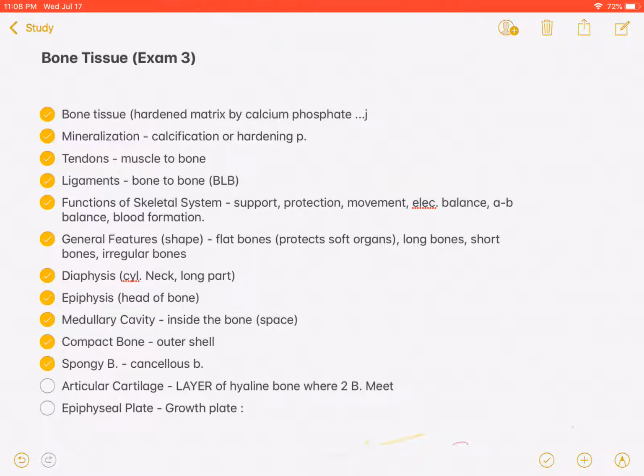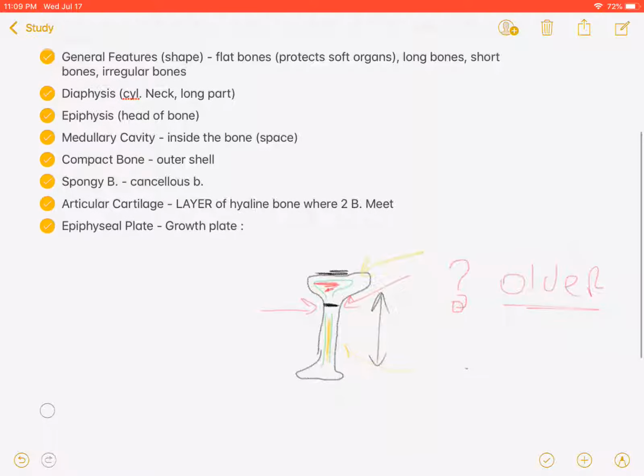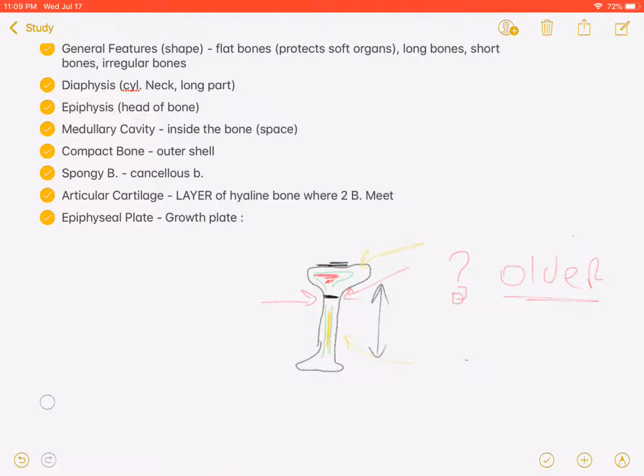It's pretty much what lines the inside of the bone. Very porous. Not as hard as compact bone. Not as dense. We have articular cartilage, which is a layer of hyaline cartilage where two bones meet. We have the epiphyseal plate, which is a growth plate, and it separates.